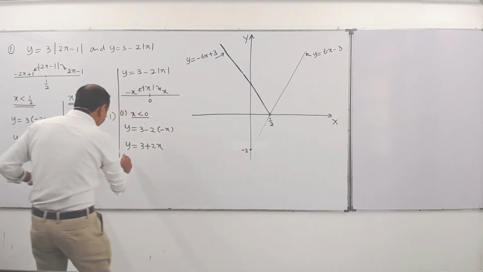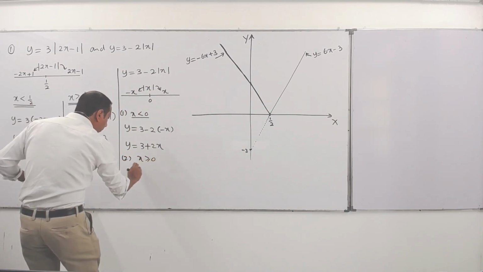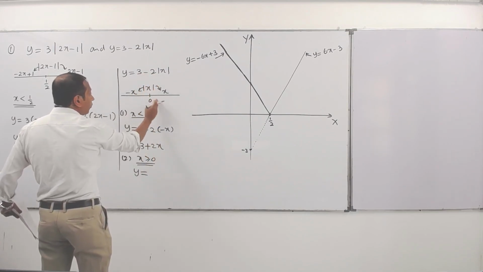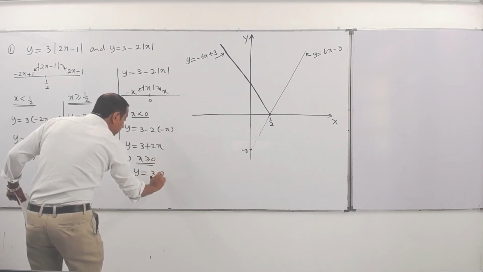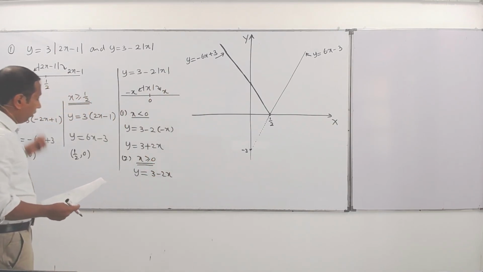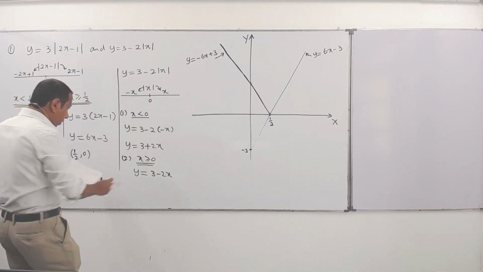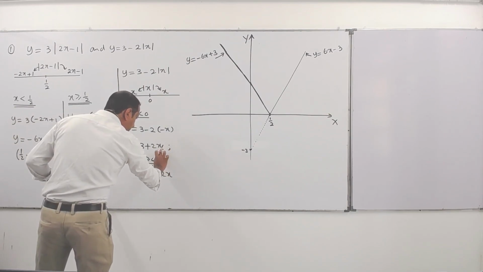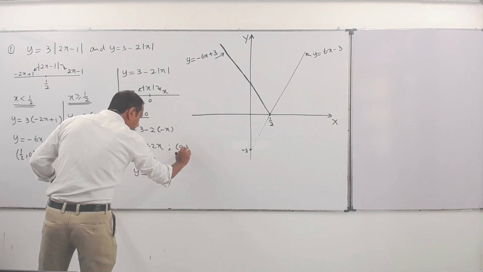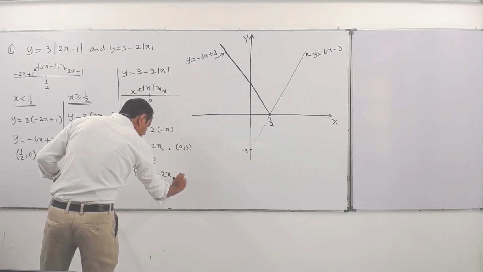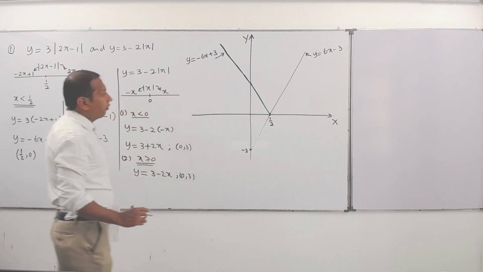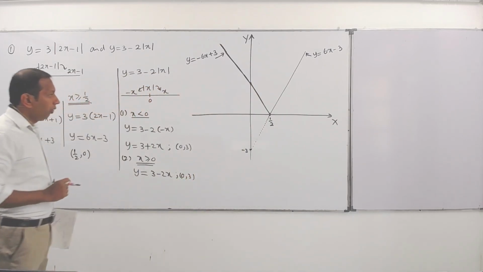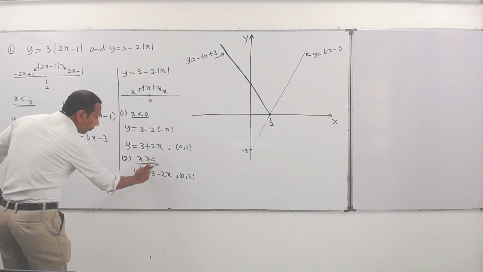Secondly, x greater than or equal to 0: y equals 3 minus 2 times mod x, and on the right of 0 mod x is x, so y equals 3 minus 2x. Now, we need 2 points to draw this line. Put x 0, y 3. Here also x 0 brings y 3. So the point 0, 3 is this. This is that point. Another point we need here.